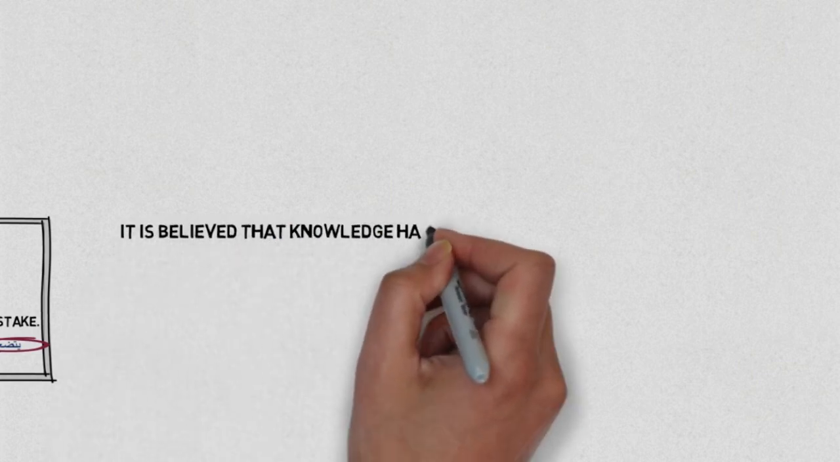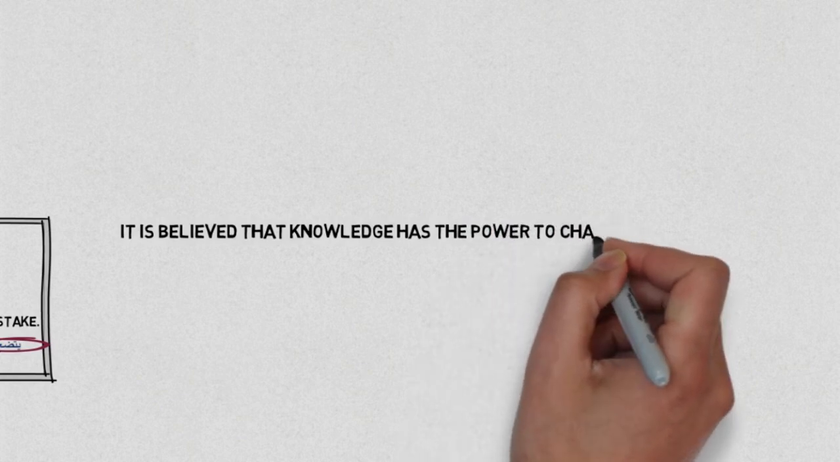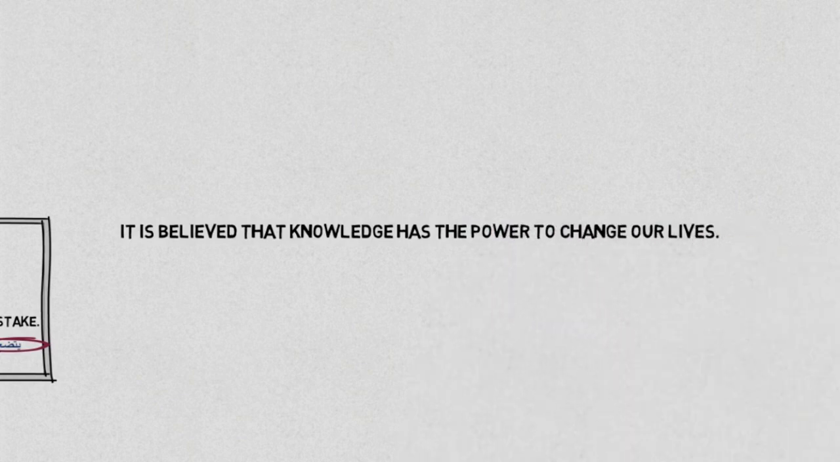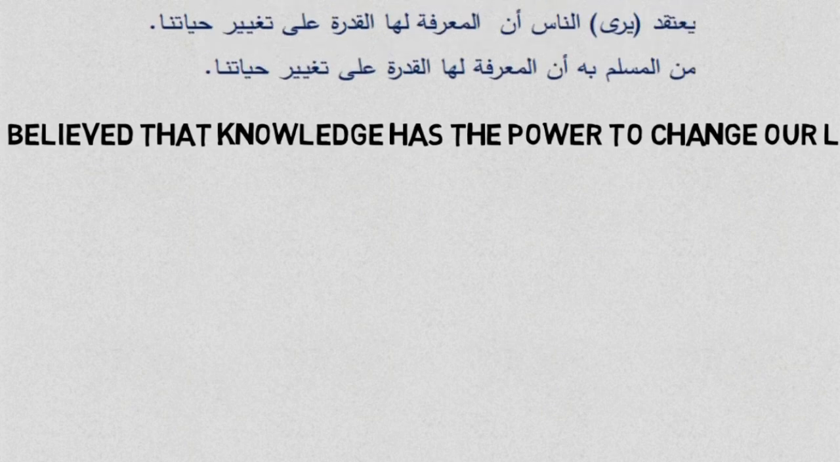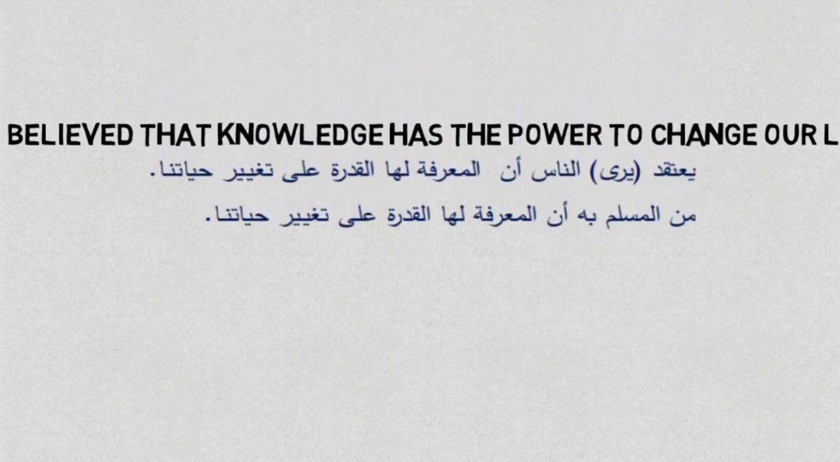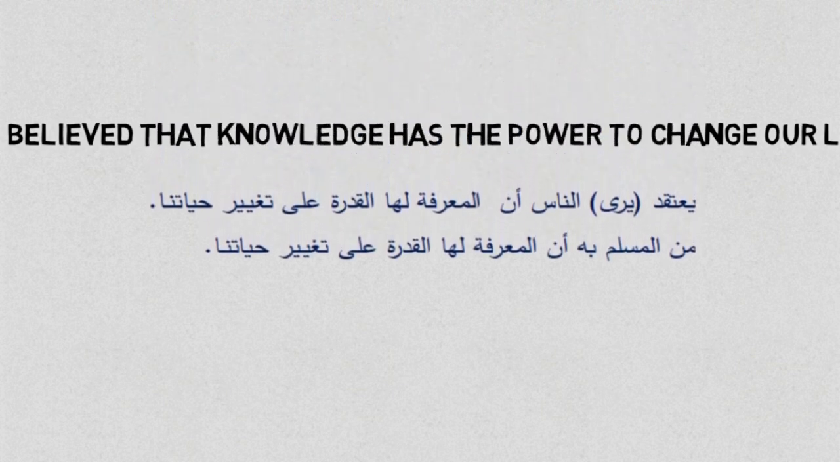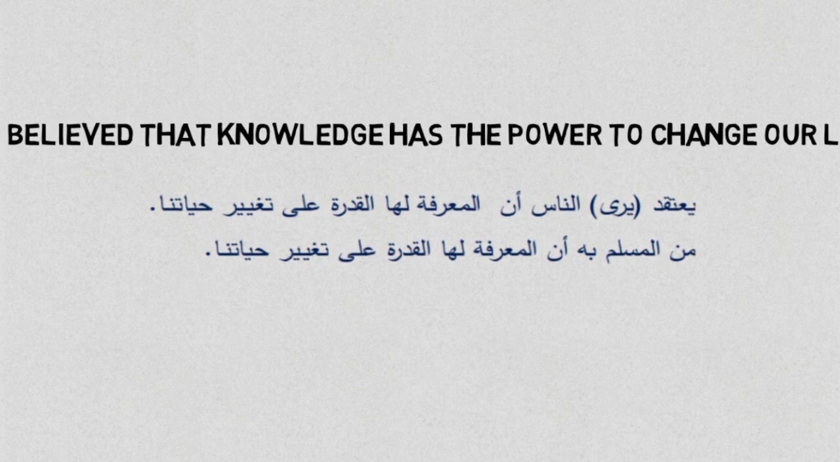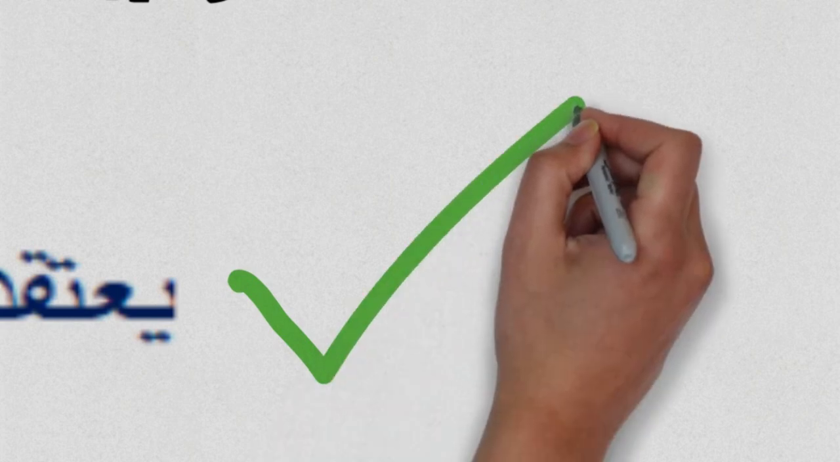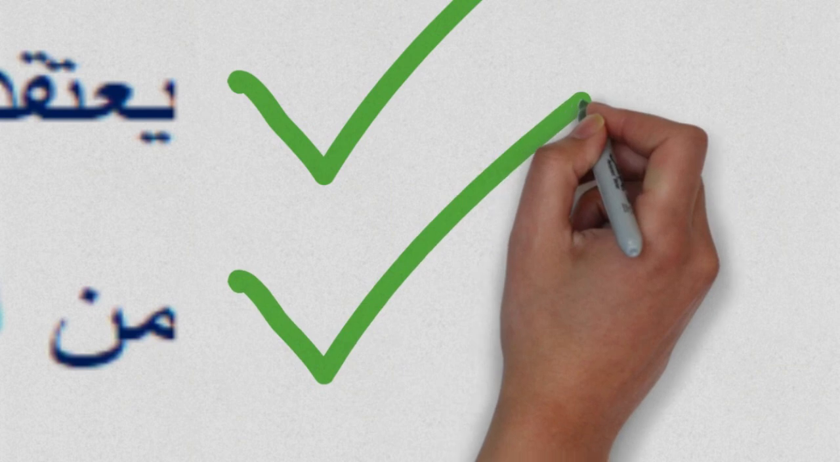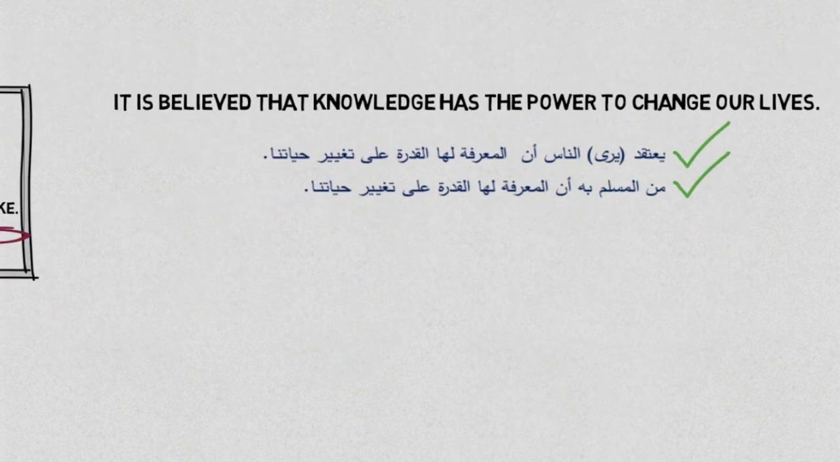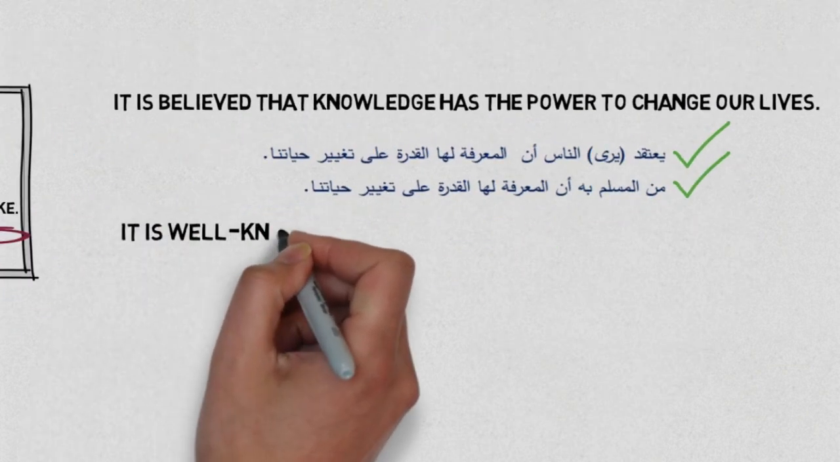Another example. It's believed that knowledge has the power to change our lives. يعتقد الناس، يرى الناس أن المعرفة لها القدرة على تغيير حياتنا. Or we can start the sentence with the preposition من and change the word into an adjective. من المسلم به أن المعرفة لها القدرة على تغيير حياتنا.